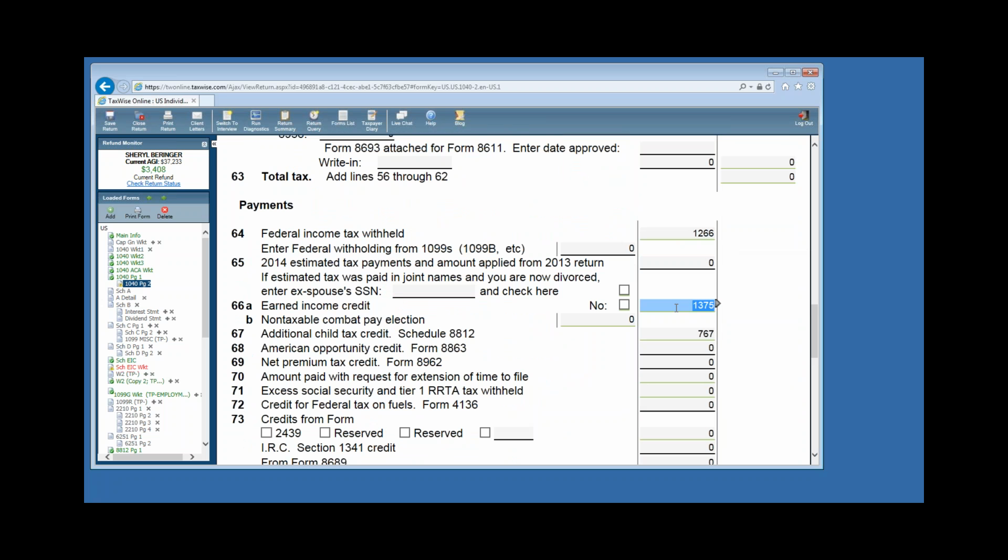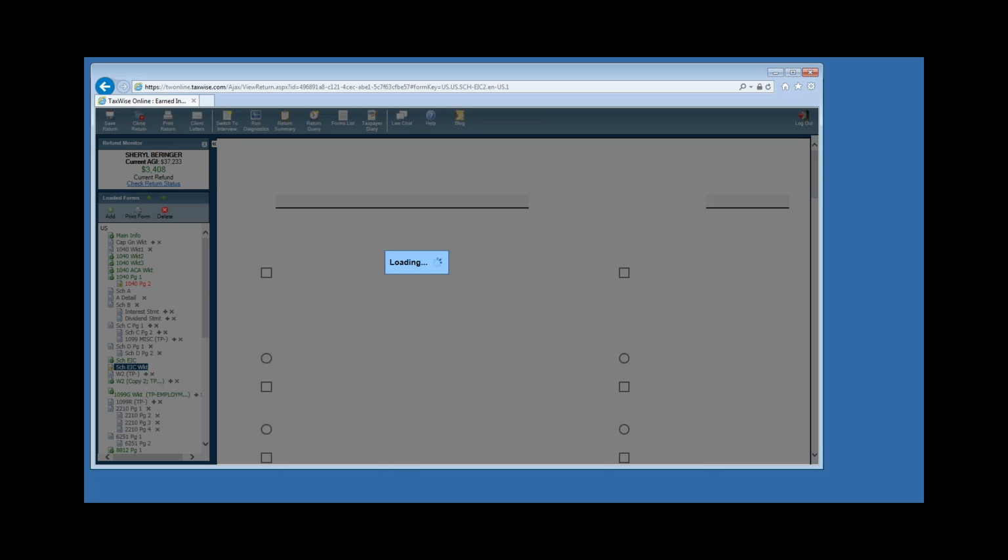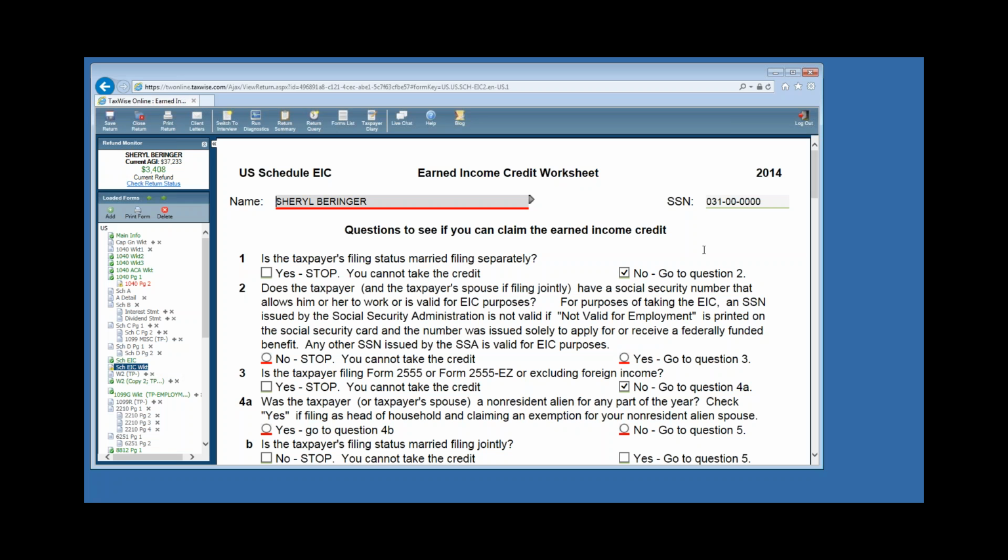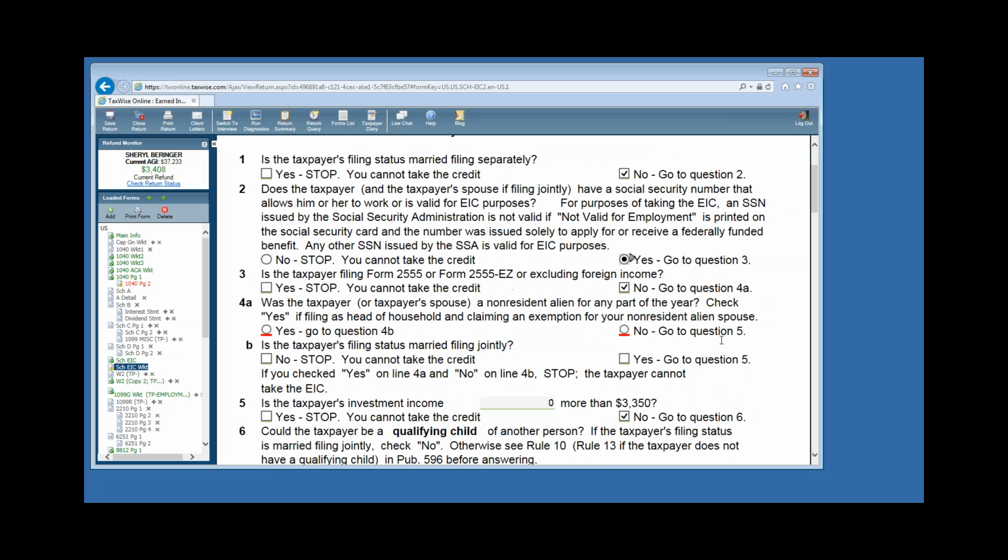There's also this earned income tax credit, so that's when we want to go over to our earned income tax credit worksheets that are lit up and take a look at those. The EIC sheet is already good to go. This is the worksheet, and it's just going through some questions to verify and make sure that the dependents are dependents that Cheryl can actually claim. So the first question they ask is, does the taxpayer have a social security number that allows him or her to work in the U.S. and is valid for earned income tax purposes? Yes, Cheryl does have a social security card. We just saw that. We know that that's true.